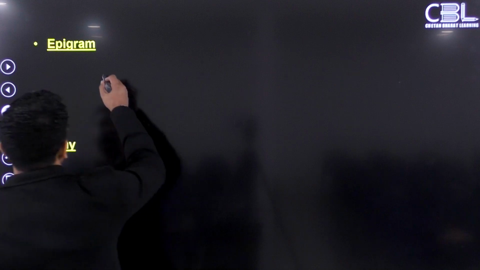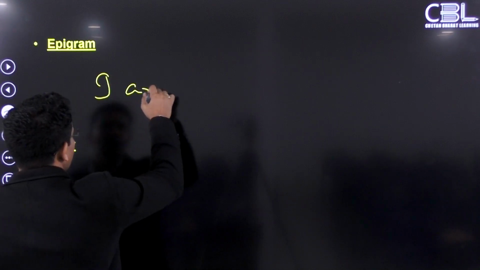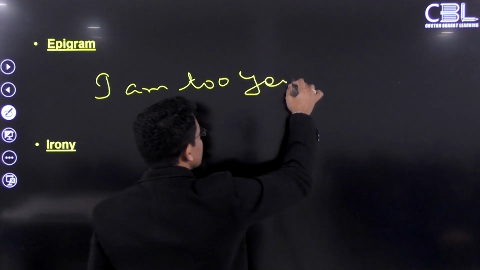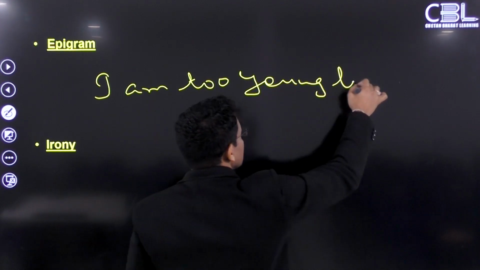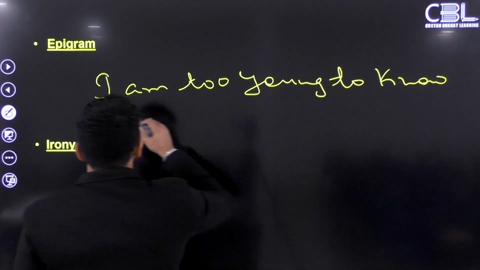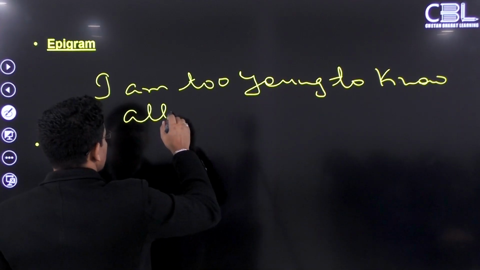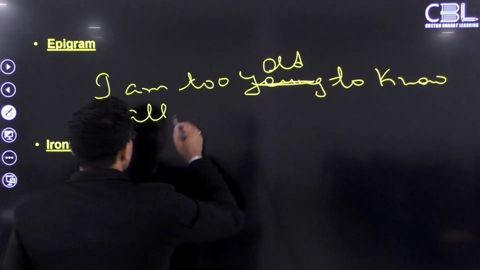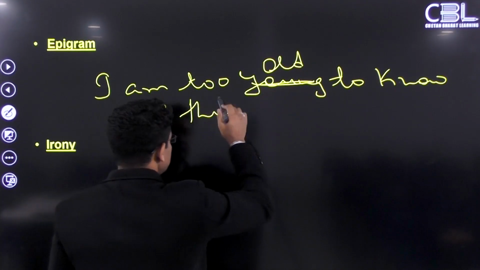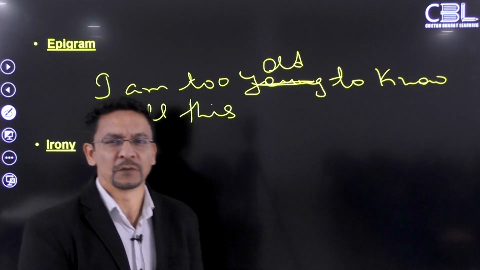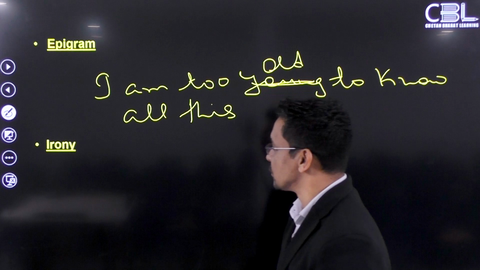Epigram. Epigram is a short, witty way of saying something. Like, I am too young to know all this. Too old rather, not young. So I'm too old to know all this. Old people are expected to know more than younger people do.